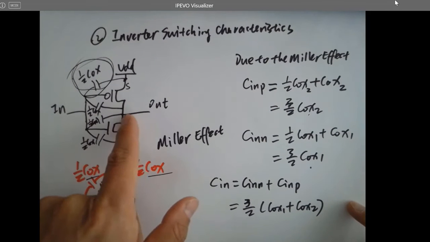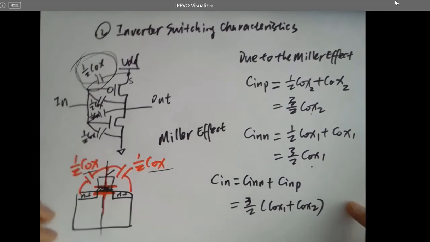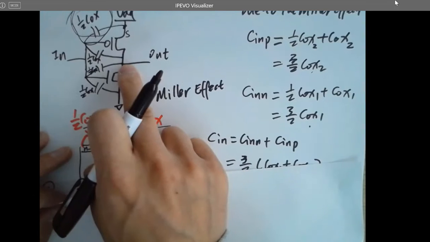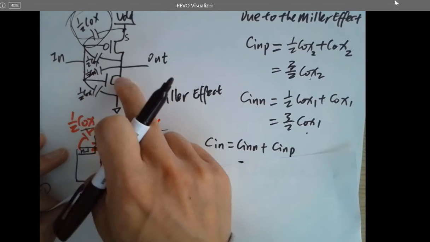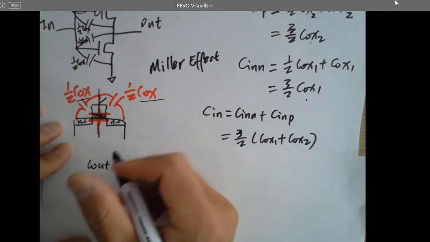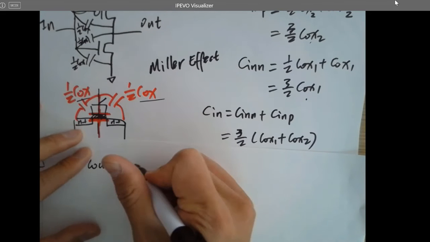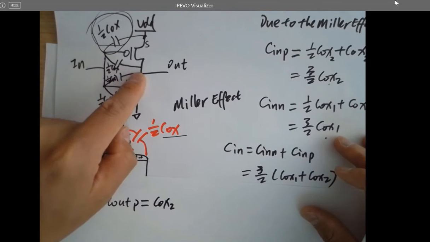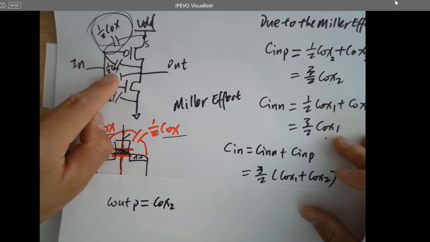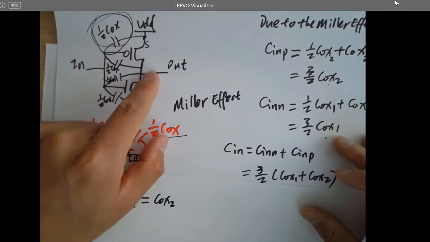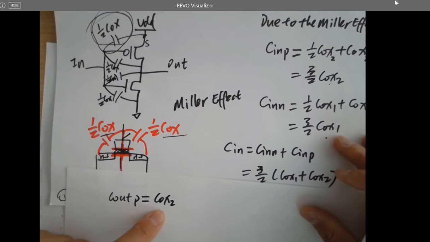So what about looking into the output? What is the Cout? Because the output pin is being shorted to both the PMOS and NMOS. So let's look at Cout P, which equals COX2. And why is that? For the output capacitance contributed by the PMOS, because this is a Miller effect capacitor, you are thinking about splitting this half COX into two COXs. One COX contributes to the input, one COX contributes to the output. So that's why Cout P will be COX2.